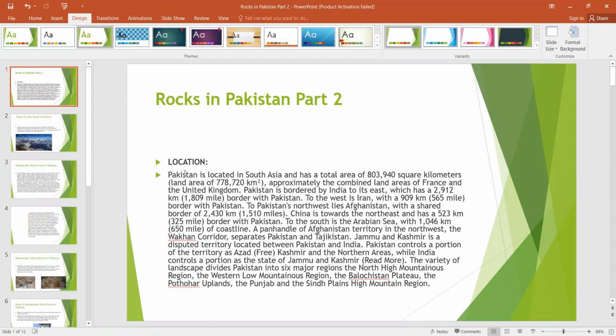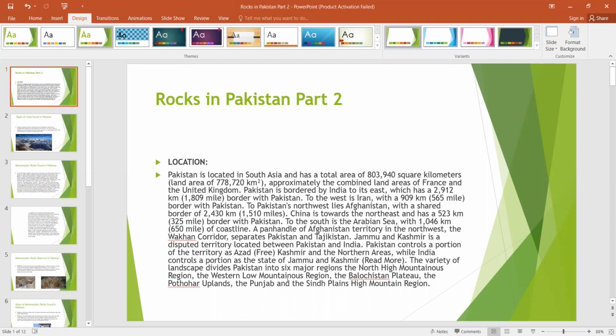So Pakistan is located in South Asia and has a total area of 803,940 square kilometers. This is approximately the total area of France and the United Kingdom combined. Pakistan shares its borders with India, Iran, Afghanistan, and China. Pakistan controls a portion of territory which is also known as Azad Kashmir.